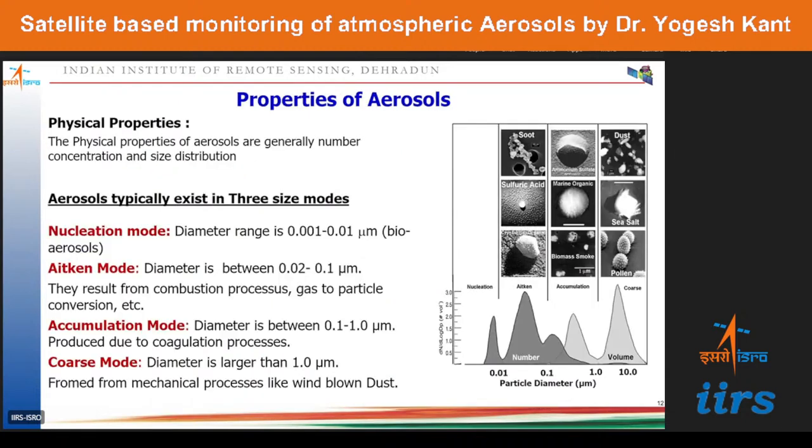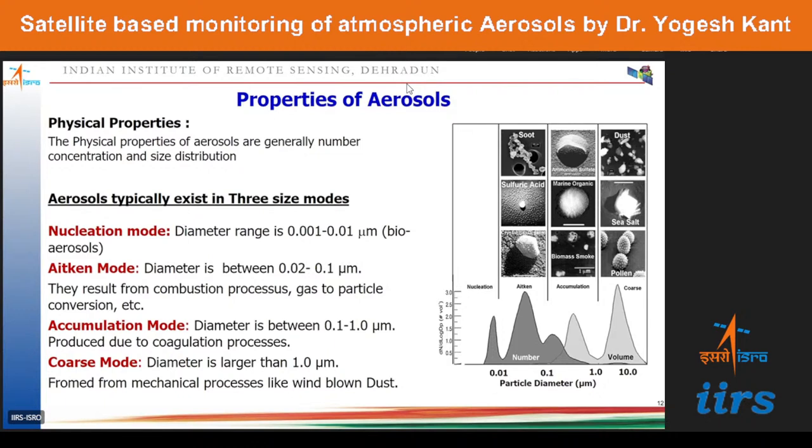Now, coming to the properties, as I said, aerosols differ in size. They are typically classified into three sizes. First of all, the Aitken mode, that is the fine particles, 0.01 to 0.1 micron, resulting from the combustion process and gas to particle conversion.